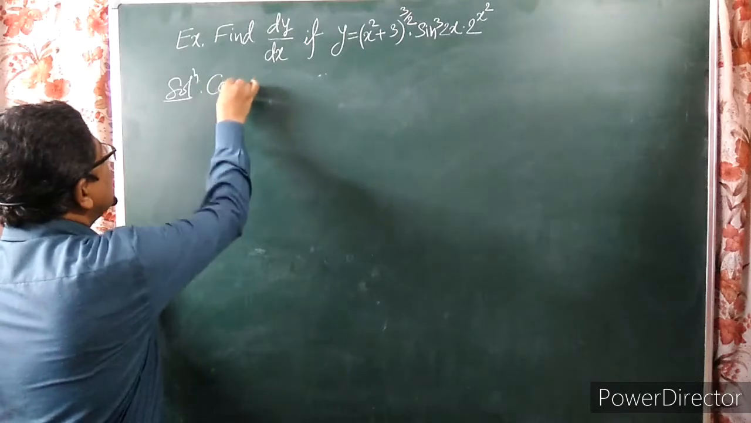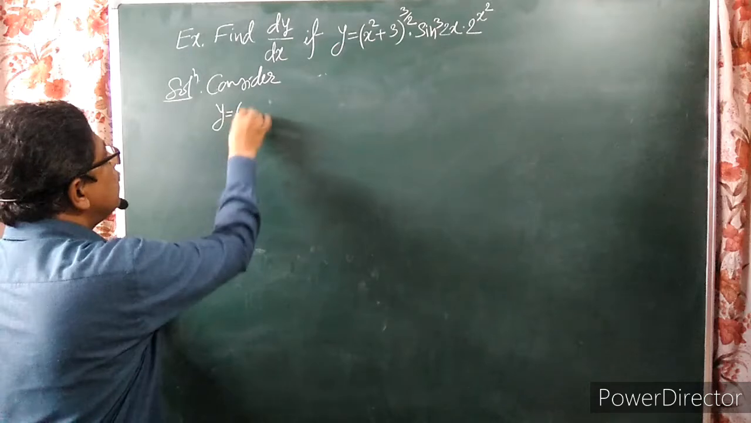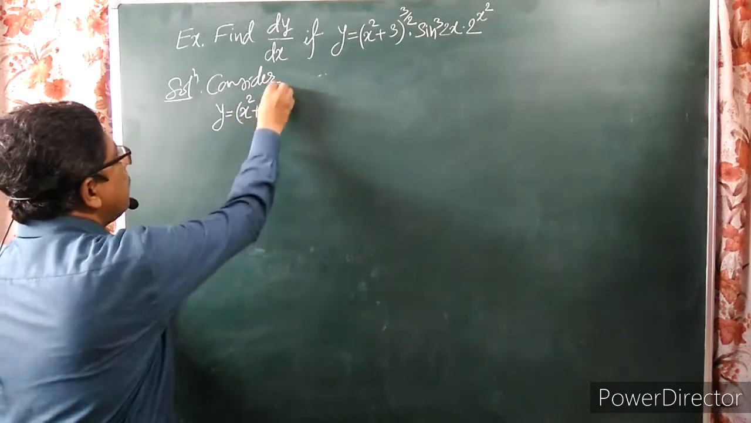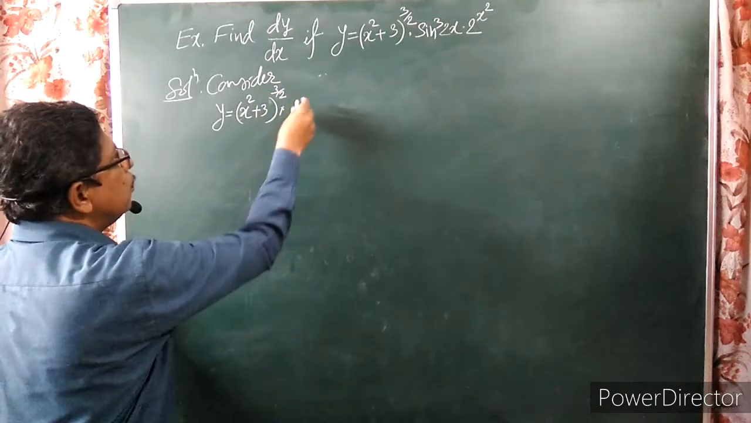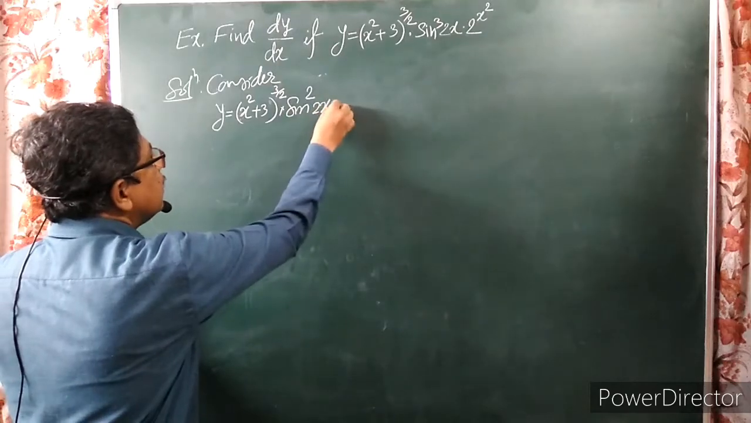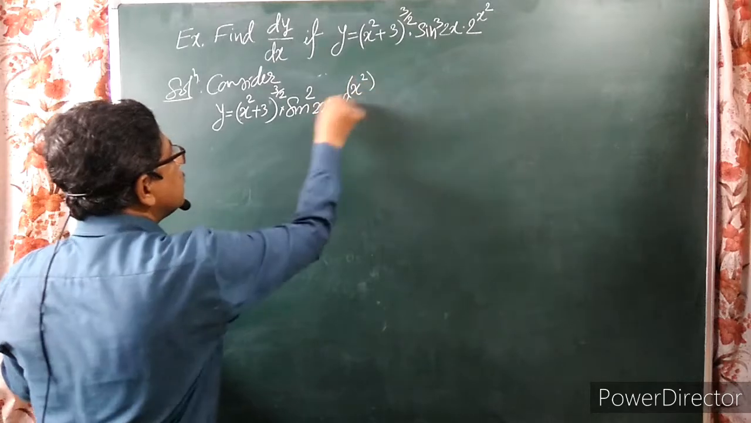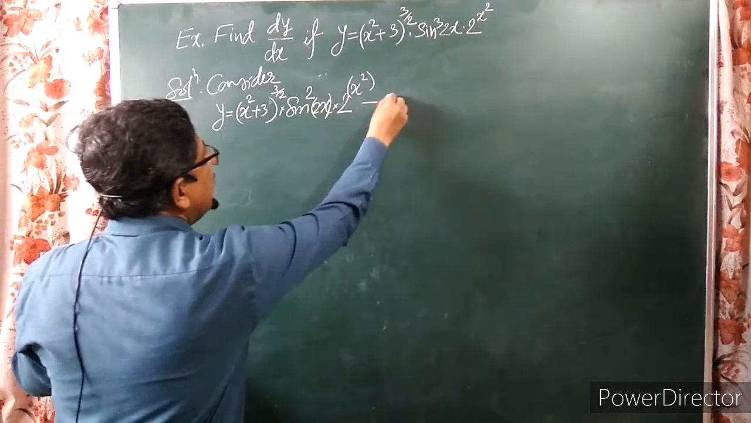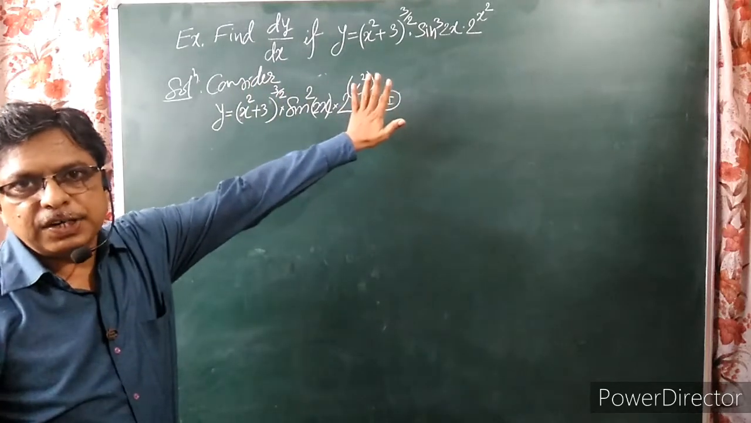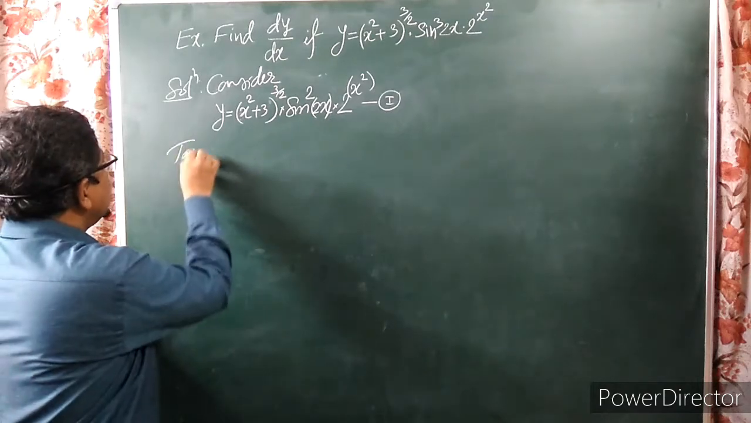Consider y is equal to x square plus 3 bracket raised to 3 by 2 into the second function sine square of 2x into 2 raised to x square. Purposefully I put the bracket here and I will call this as first. Product of three functions. Again they are composite. So taking log, दोन्ही बाजूचा log घ्या.